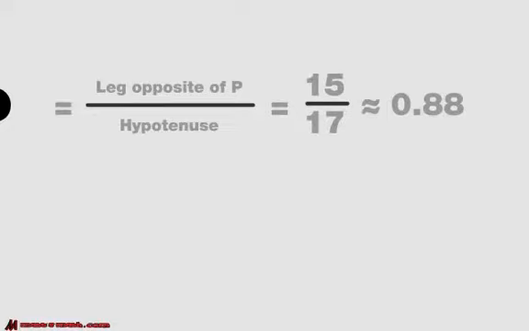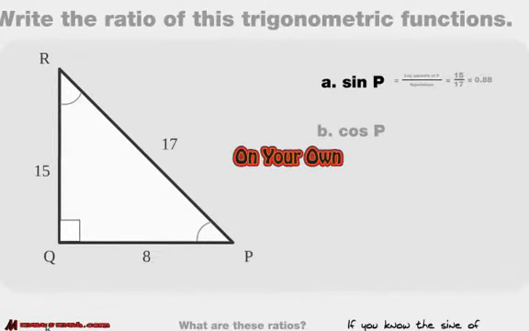If we divide that out, use our calculator, we'll get 0.88. So if we were to hit the sine of that angle, it would give us 0.88. That's our ratio. Okay, let's do the cosine of angle P.